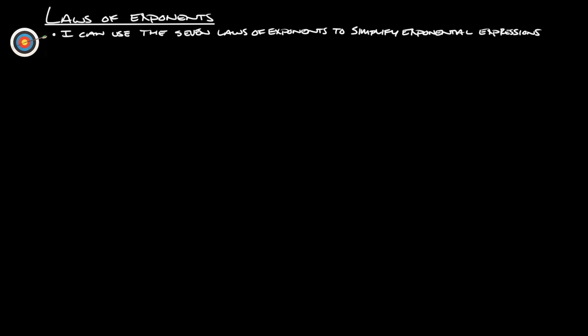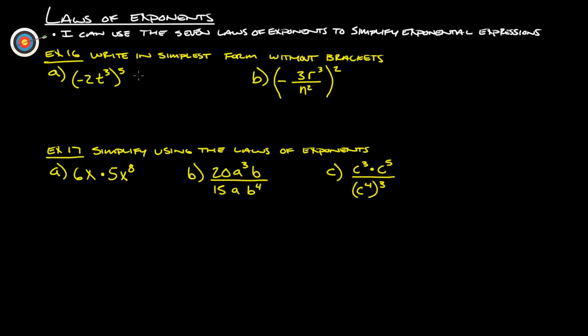All right, moving on. Example 16, write in simplest form without brackets. So this is negative 2 to the first, right? We want to think of it as that. Negative 2 to the first times t to the third. Remember, this 5 is going to distribute to both of those, so that's negative 2 to the fifth, and then times t to the 3 times 5 is 15. Okay? So, write in simplest form without brackets.